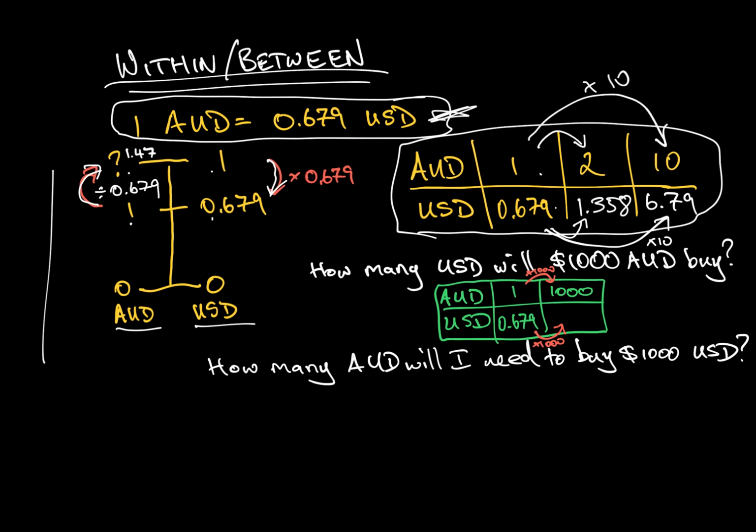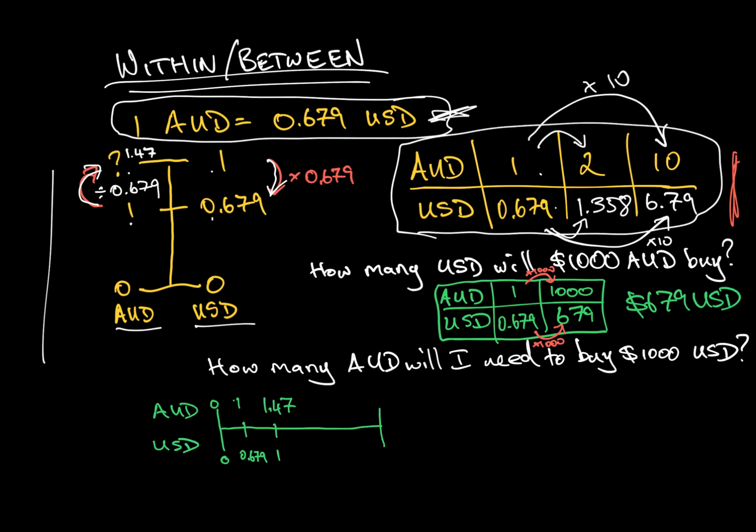Okay, so first of all, how many US dollars will 1,000 Australian dollars buy? My way of looking at this would be to use the same sort of table as we had on the top right. I've got Australian dollars, I've got 1, which I know is equivalent to 0.679, and I want to know how many US dollars 1,000 Australian dollars will buy. I'm multiplying by 1,000 across the top, so to keep things in proportion, I'll multiply by 1,000 on the bottom, and I should end up with 679 US dollars. So 679 US dollars could be bought for 1,000 Australian dollars.